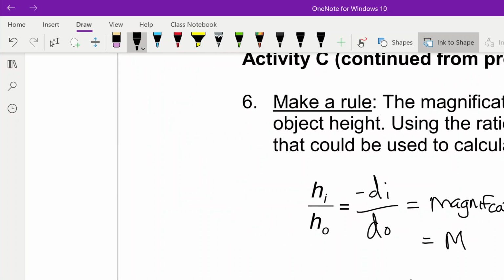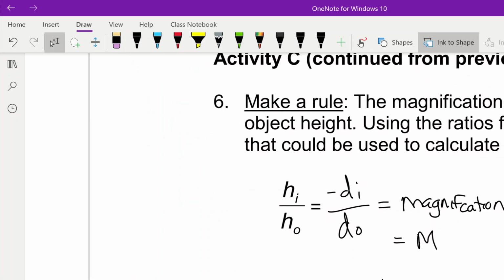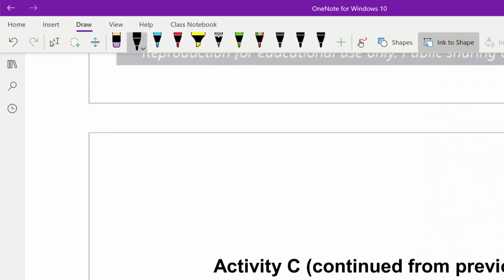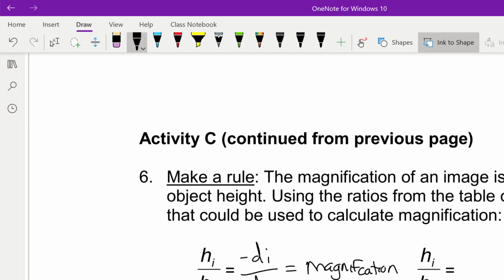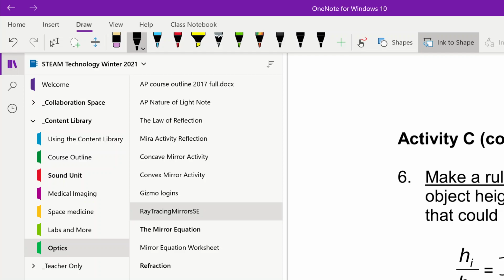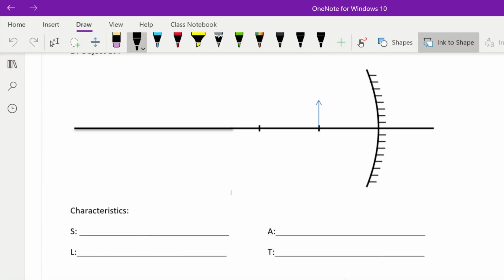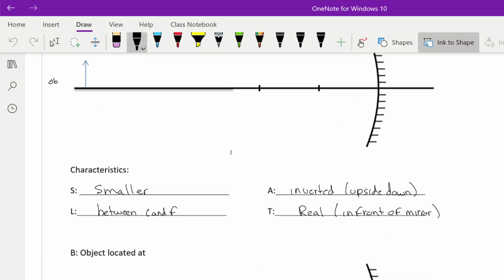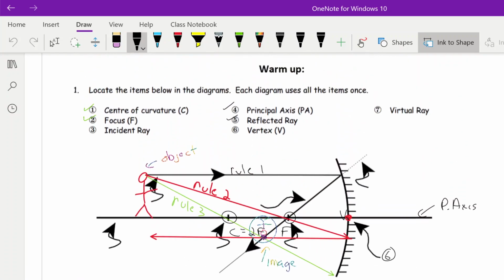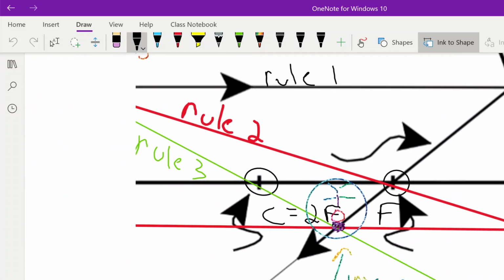Now, what do these things mean? Just to refresh your memory, if you are drawing a ray diagram, let's go back to OneNote, to the concave mirror activity, where we drew some ray diagrams. Let's go back to one of these diagrams that we drew, this one here.